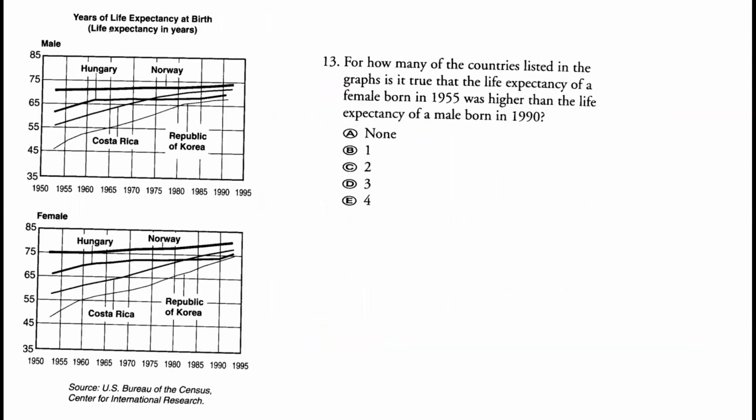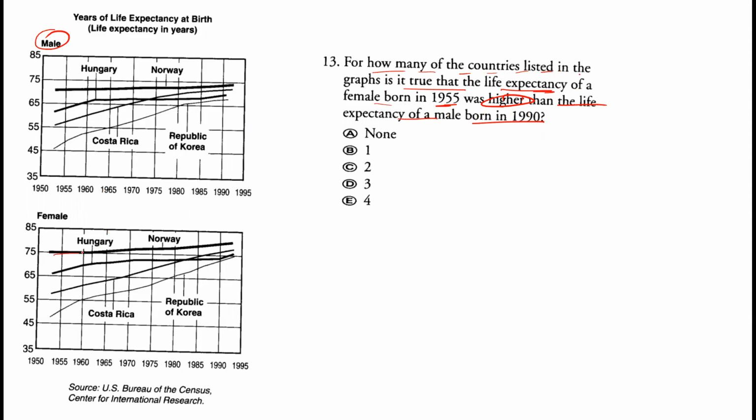Now over here we have a table of life expectancy. So this is for males. From 1955 to 1990, the life expectancy increased for both males and females. Now, for how many of the countries listed in the graph is it true that the life expectancy of a female born in 1955 was actually higher than the life expectancy of a male born in 1990?